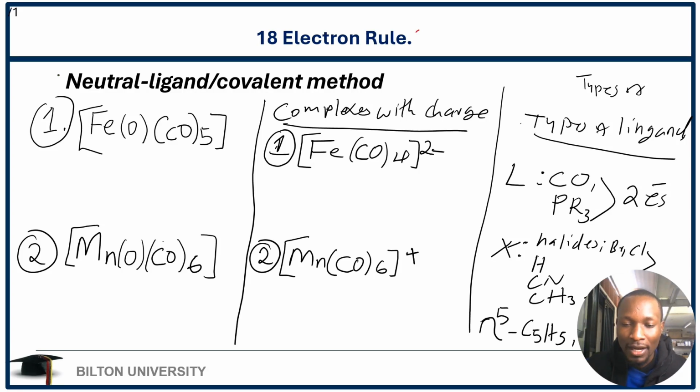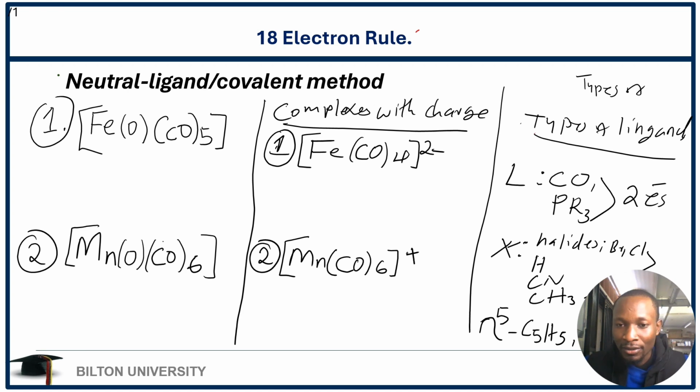Today we are going to look at organometallic chemistry, and our tutorial is going to focus on the 18 electron rule. In this rule we are going to look at two types of methods. One is the neutral ligand method, sometimes called the covalent method, and the second is the donor pair method, or the ionic method. We are going to look at whether these complexes really obey the 18 electron rule.